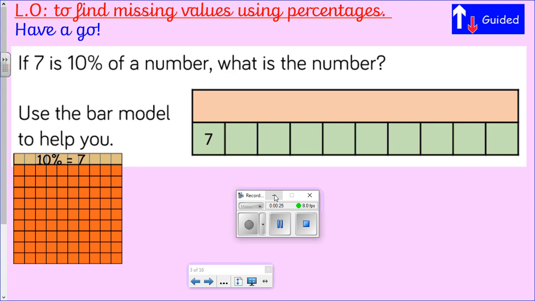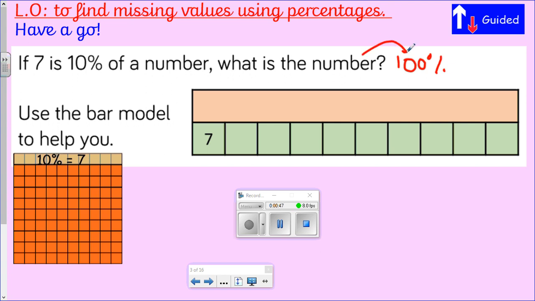So this one is for you to have a go at, really, this question. It says, if 7 is 10% of a number, what is the number? As in, what is 100%? What is the full amount? So what is the number means what is the full amount.